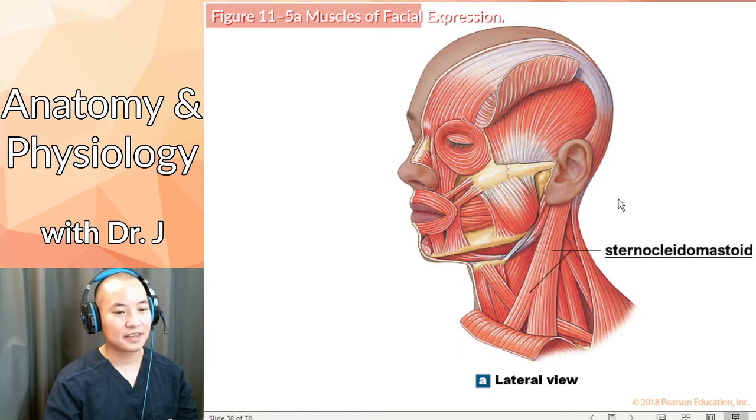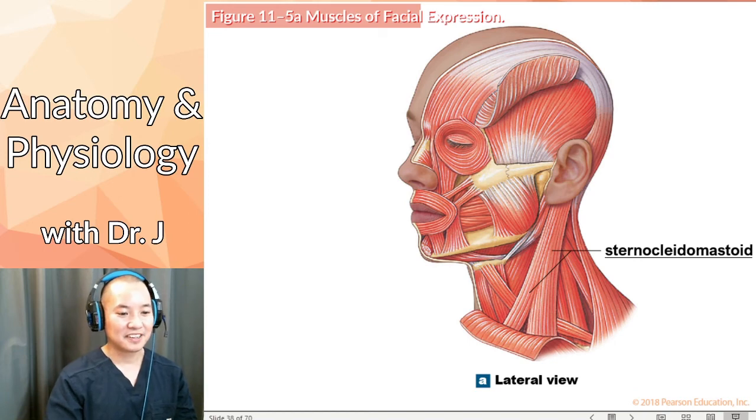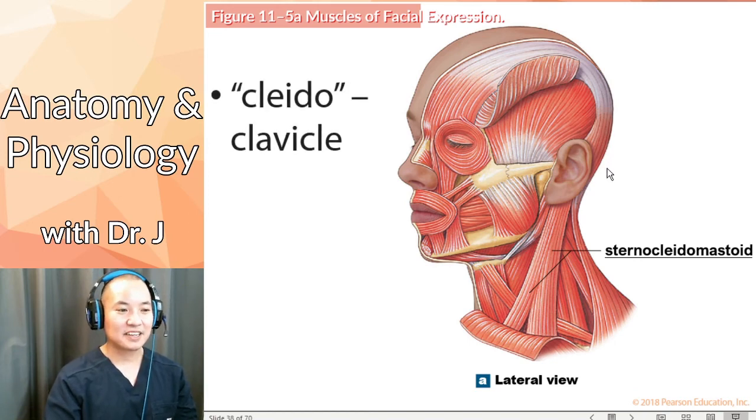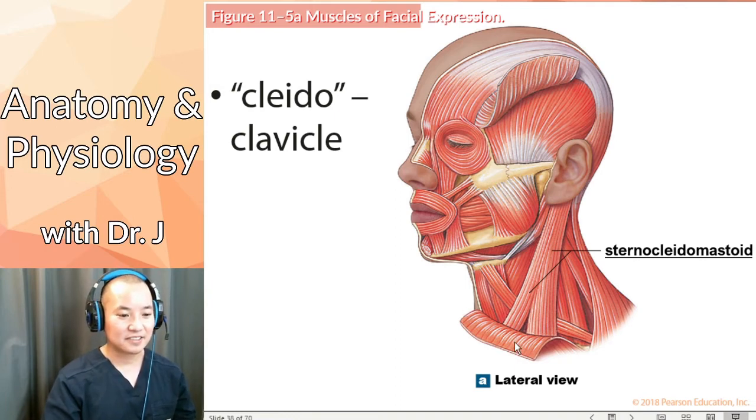Okay, so now this is one of my favorite. You might have heard this abbreviation SCM, sternocleidomastoid. So you already know one of the bones, right? Sterno sounds like sternum, right? So what's cleido? Cleido is another term for clavicle. So now we notice that it's not only on the sternum here, it's also on the clavicle.